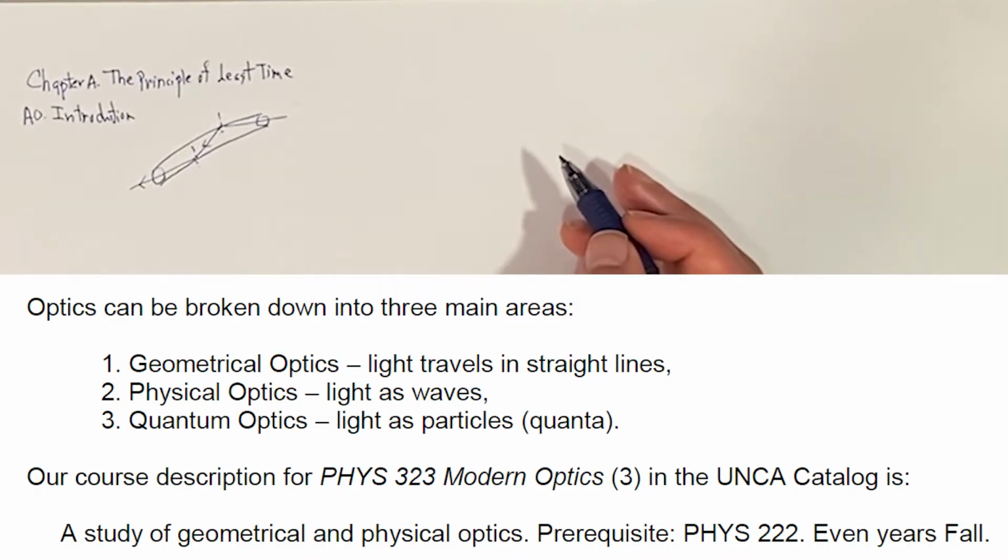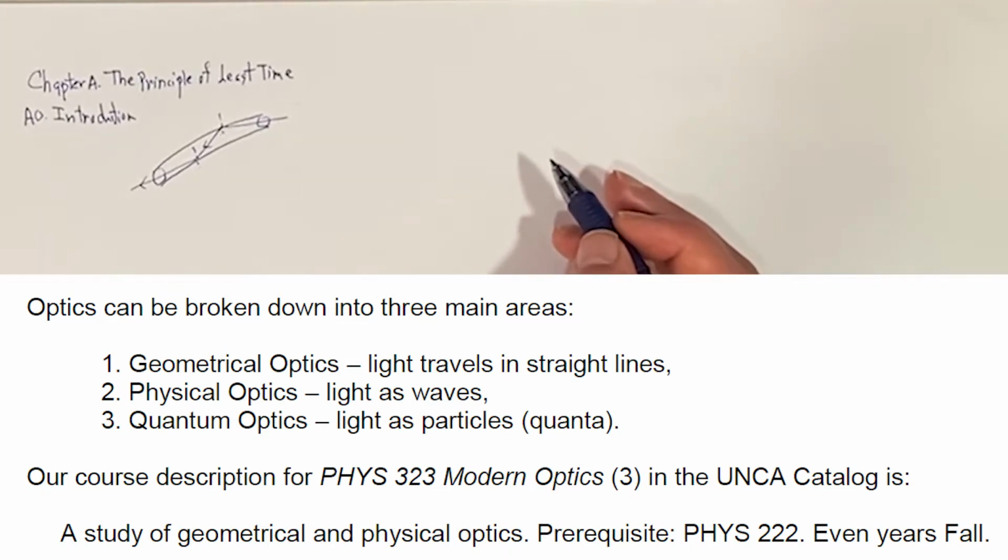Geometrical optics. So what is with this geometrical optics? Well, you've got three areas of optics. You have your geometrical optics, where light travels in straight lines, and then you have physical optics, light as waves, and then quantum optics, light as particles.